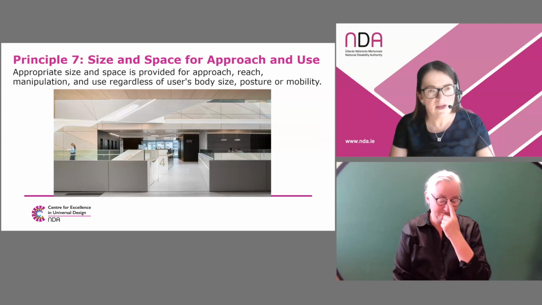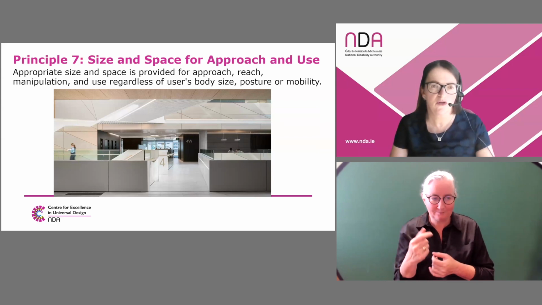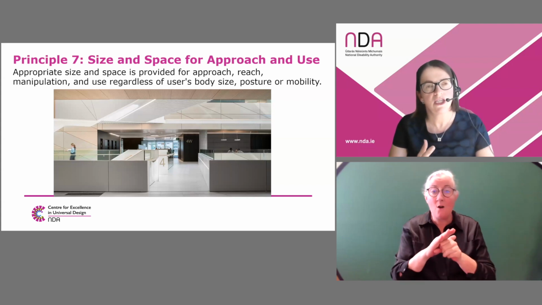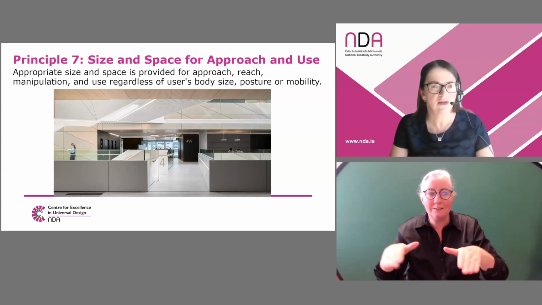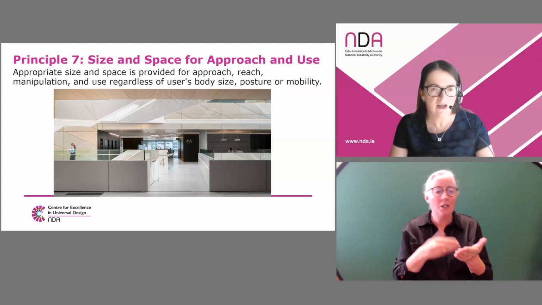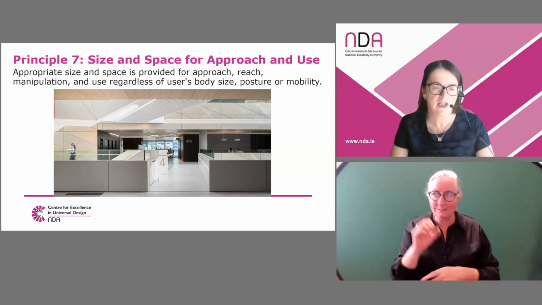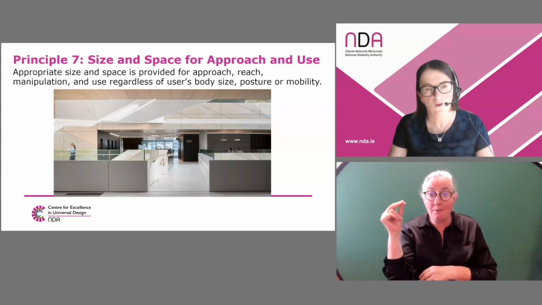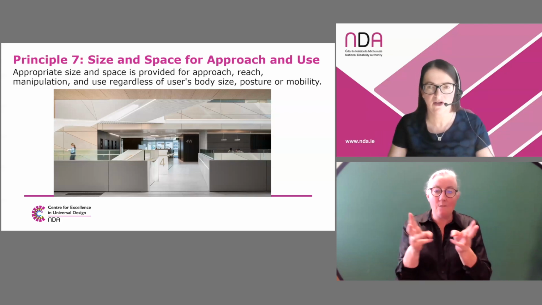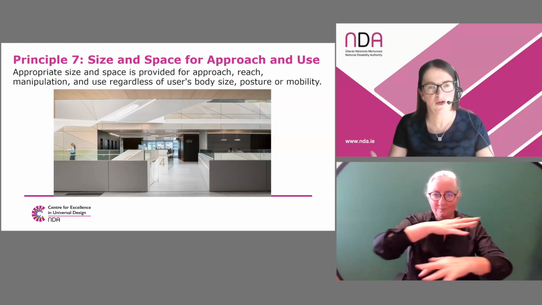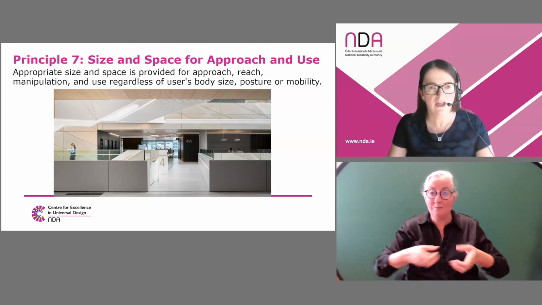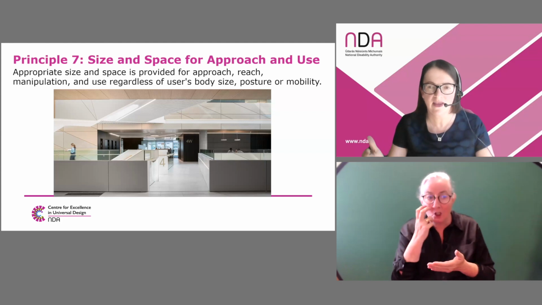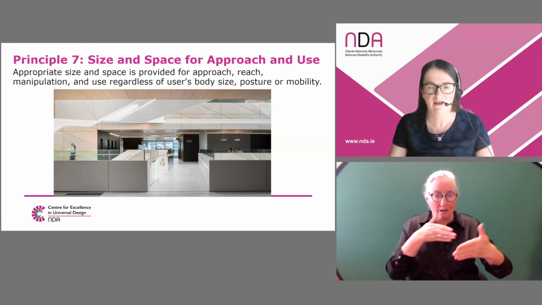And the final principle then is size and space for approach and use. Appropriate size and space is provided for approach, reach, manipulation, and use, regardless of the user's body size, posture, or mobility. So, a very clear example of this is having adequately wide, clear circulation routes. Very important for people using mobility devices, pushing buggies, people who are blind or have low vision. It's important that the circulation routes are without obstacles to allow people to move around easily.